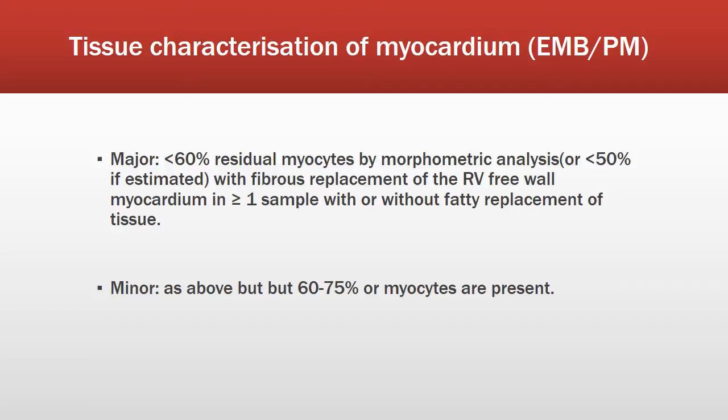So as I mentioned earlier, fatty replacement of the tissue alone, without any fibrosis or myocyte atrophy, is not diagnostic of ARVC. And in the minor criteria, it's similar to the major, but there will be more myocytes present.